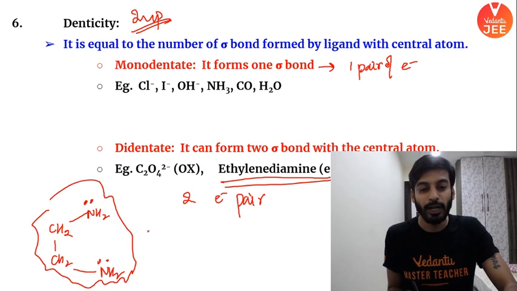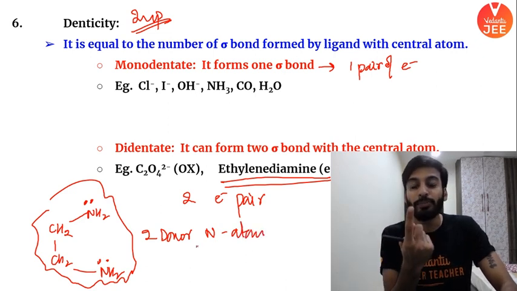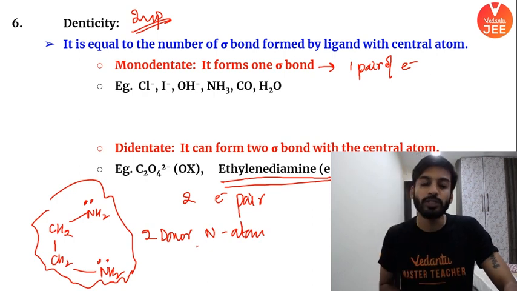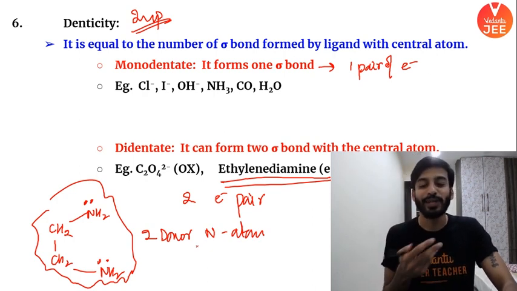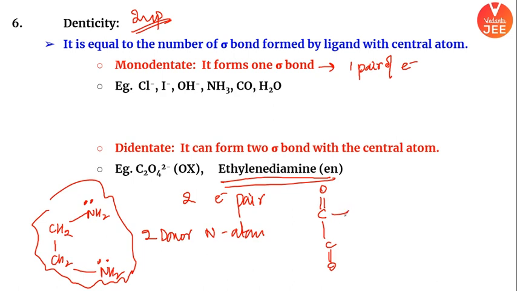There are two donor nitrogen atoms. Each nitrogen is going to give a pair of electrons. Since there are two nitrogens, it will give two times, right? And similarly, oxalate. I am pretty sure many of you know oxalate. Here these O minus are going to give you the electron pair. I hope it is clear. Does everyone understand?